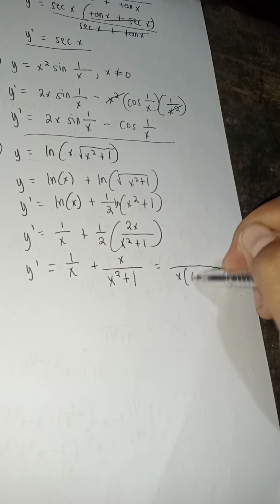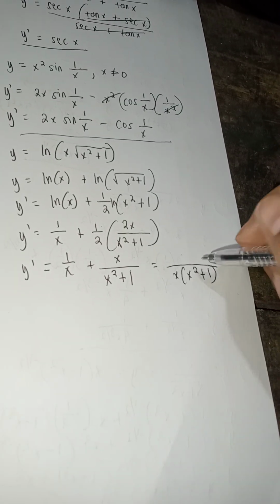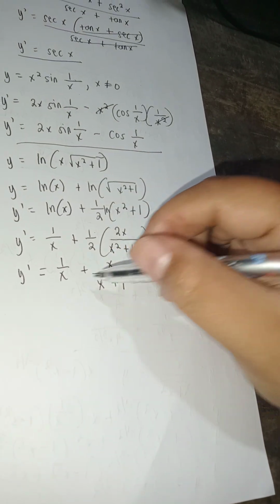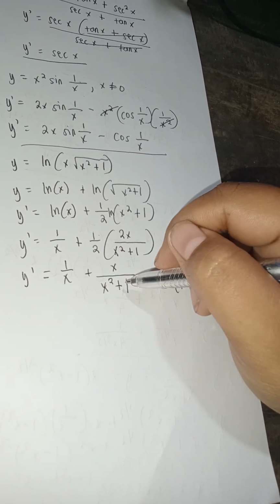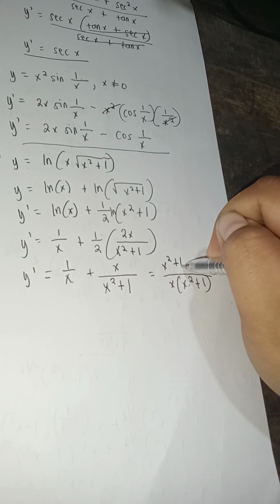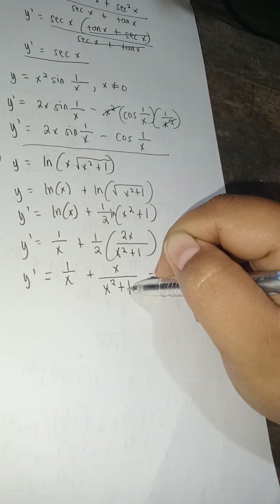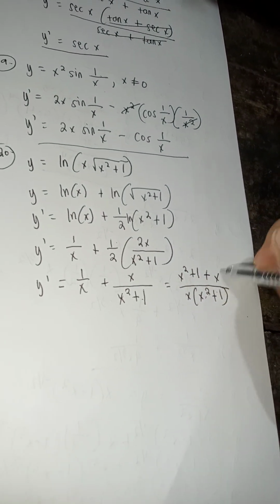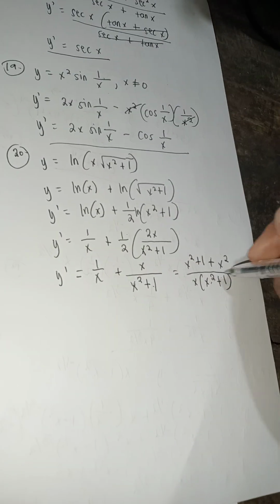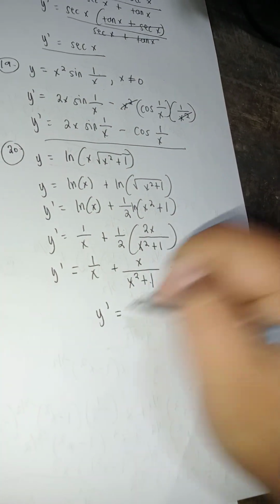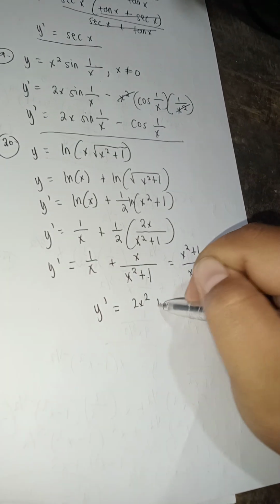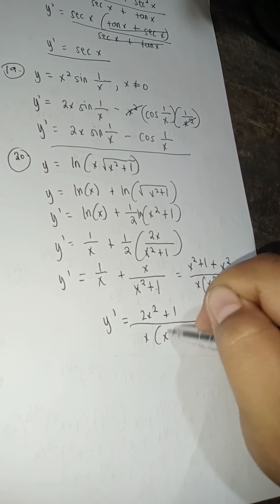So we are going to have the common denominator of x times x squared plus 1. It results to x squared plus 1 plus x squared, divided by x times x squared plus 1. Combining x squared plus 1 plus x squared is equal to 2x squared plus 1 over x times x squared plus 1. So this is the final answer.